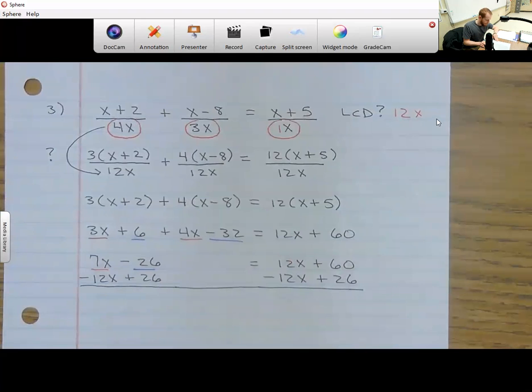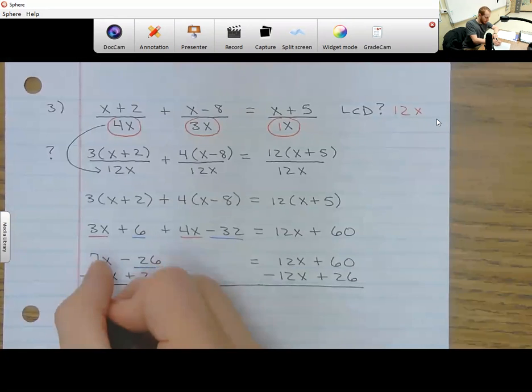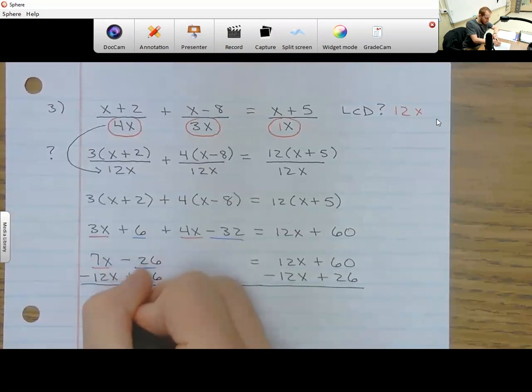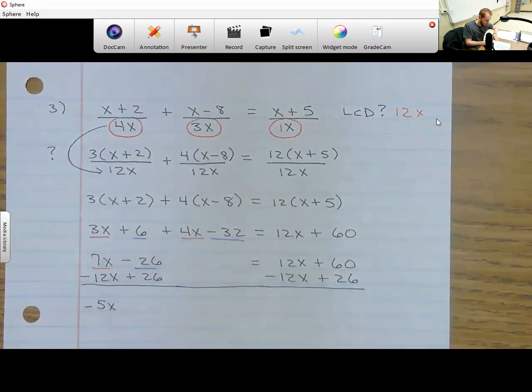All right. At this point, I get 7x minus 12x. That's going to give me negative 5x. These numbers are going to cancel out right here, so I'm not even going to write the 0. Equals. These x terms are going to cancel out. And if I add these numbers up, I'm going to get 86.